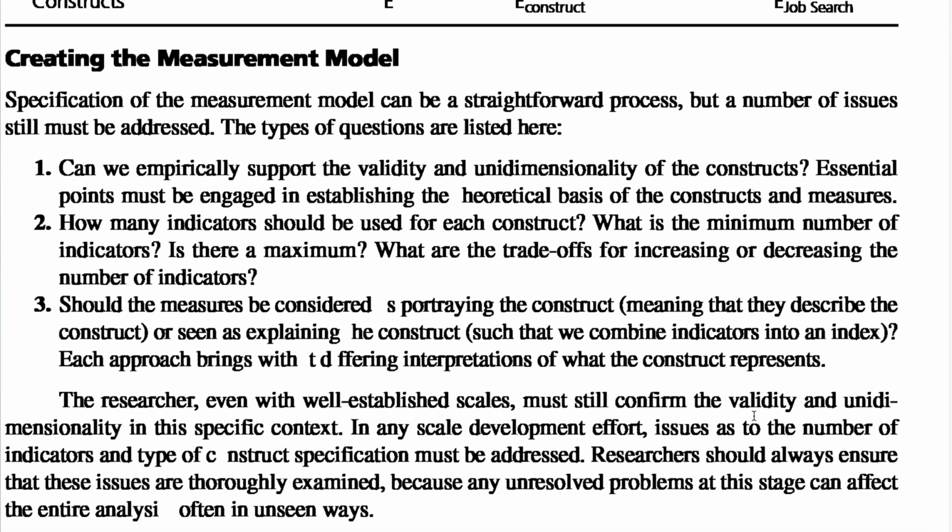Specification of the measurement model can be a straightforward process, but a number of issues still must be addressed. The types of questions are listed here. Number one, can we empirically support the validity and unidimensionality of the construct? Essential points must be engaged in establishing the hierarchical basis of the construct and the measurement. Second, how many indicators should be used for each construct? What is the minimum number of indicators? Is there a maximum? What are the trade-offs of increasing or decreasing the number of indicators?